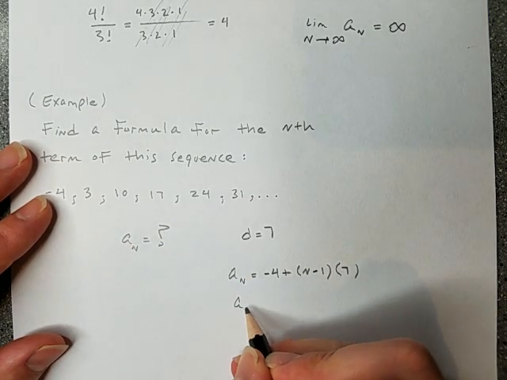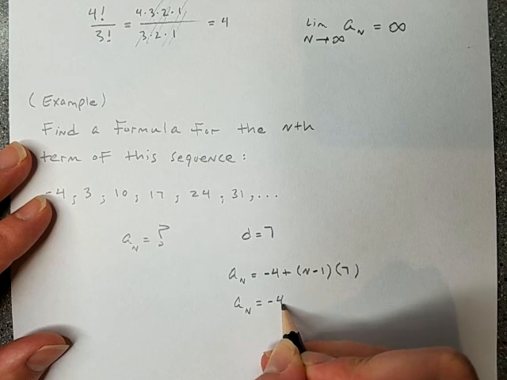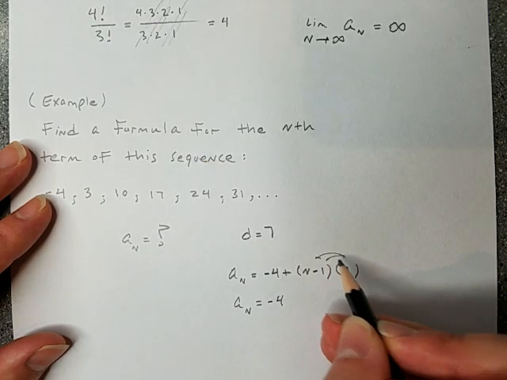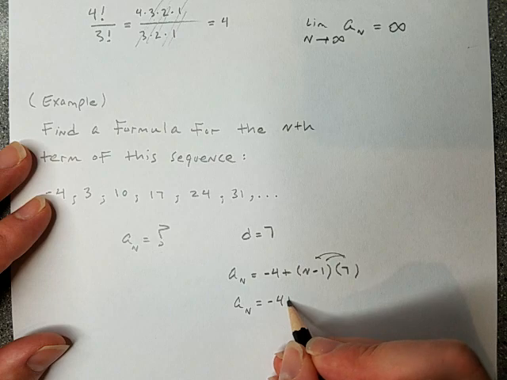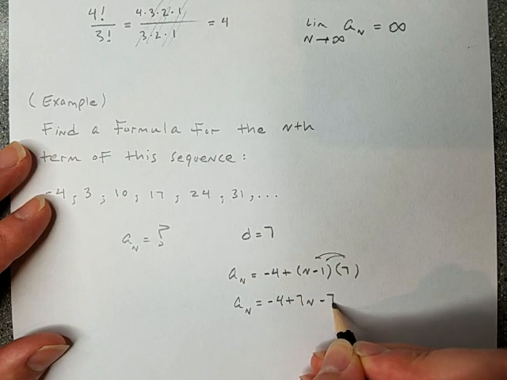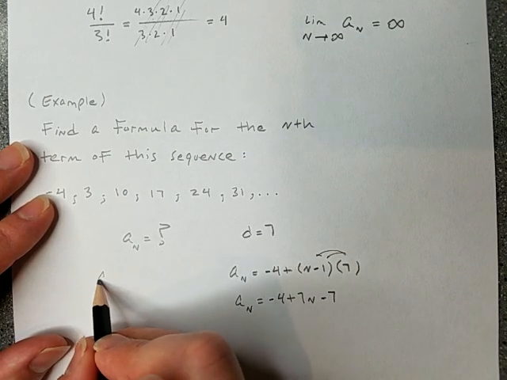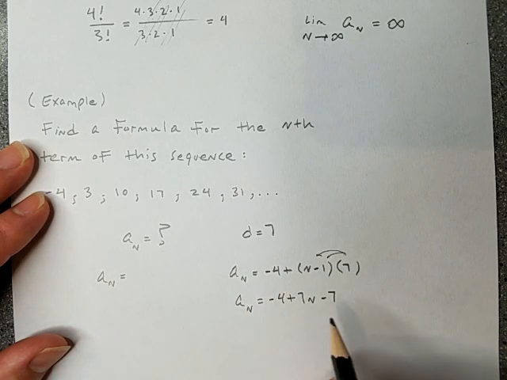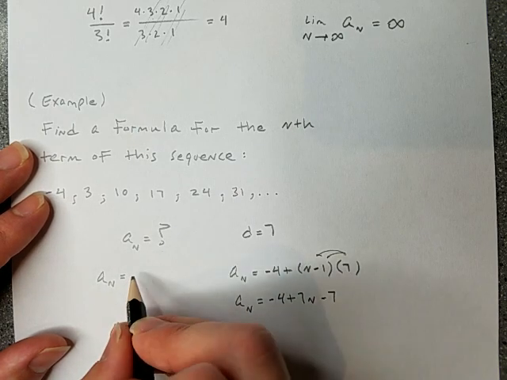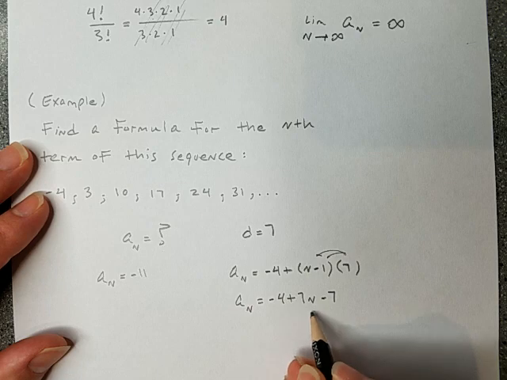Let's do a little simplifying. a_n is negative 4. Let's go, why not? We can put some terms together. So plus 7n minus 7. So here will be my answer. a_n is negative 11 plus 7n.